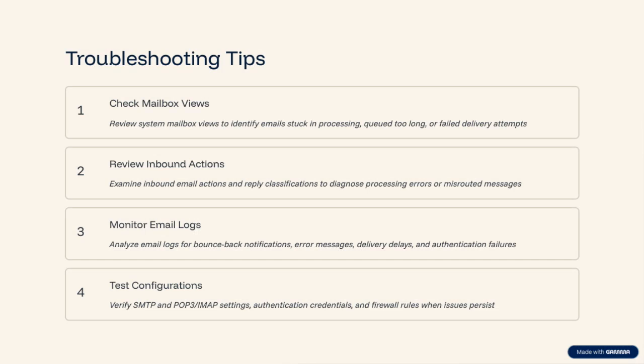All right, let's wrap up with some essential troubleshooting tips. First, if you're still experiencing issues, it's crucial to verify your SMTP and POP3 or IMAP settings. Double-check the authentication credentials and make sure your firewall rules aren't blocking any necessary ports. Sometimes, the smallest misconfiguration can cause big problems. Next, testing your configurations thoroughly helps identify where things might be going wrong. It's a good practice to run these tests regularly, especially after changes.